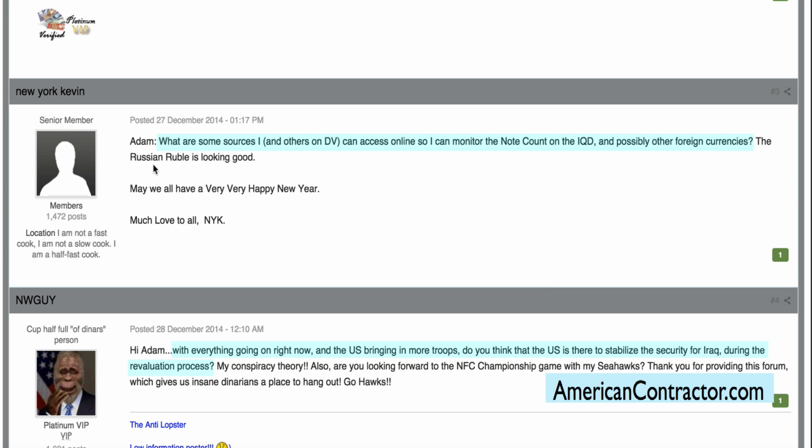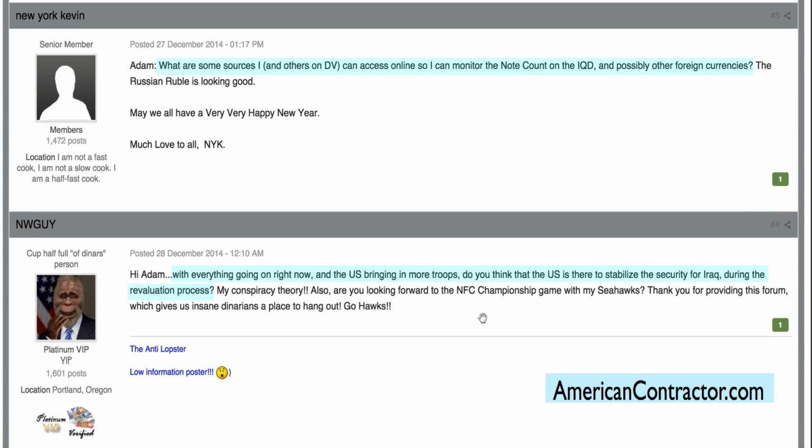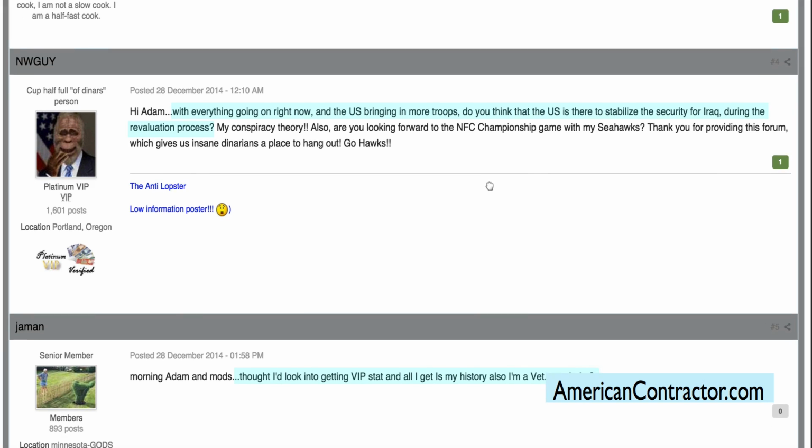I guess the second comment I didn't highlight here: Russian ruble is looking good. Yes, they say it's looking good when it drops really low, because it's always going to go back up, because President Putin will make sure it goes back up. Guarantee it. Let's go to the next question.